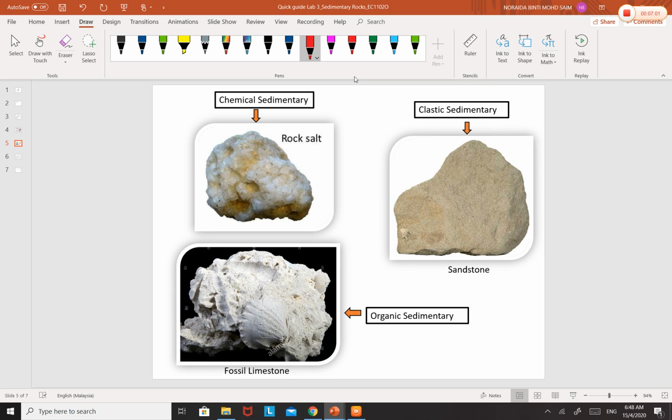Okay, ini contoh kalau chemical sedimentary rock salt. Dia naturally occurred due to the chemical process. And clastic, we have the sandstone. Clastic ni normally dia ada size dia is like sandstone, siltstone, gravel. Okay, and this one is fossil limestone. You nampak dia ada shell dekat sini. Okay, dia bentuk dia. Right.